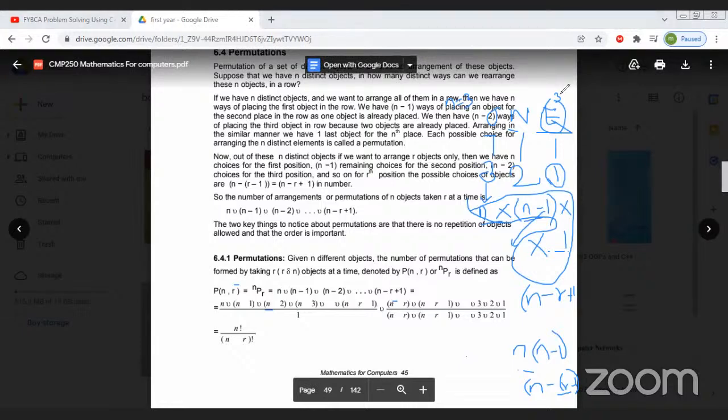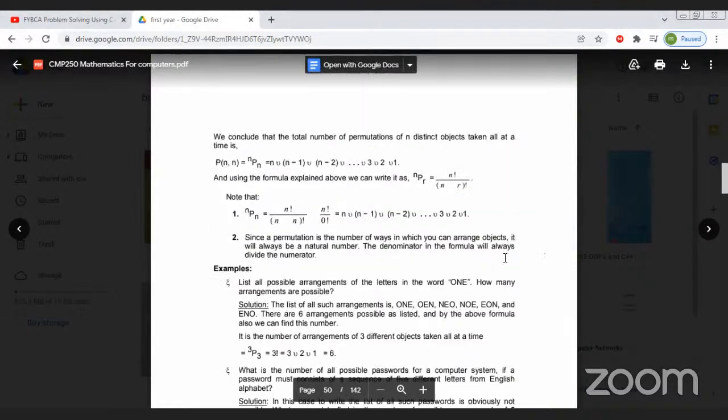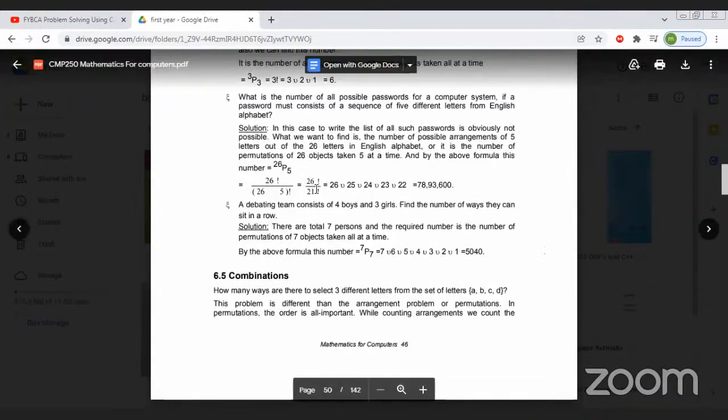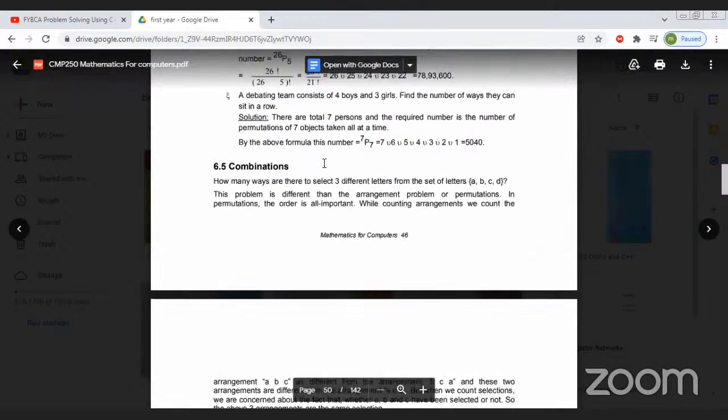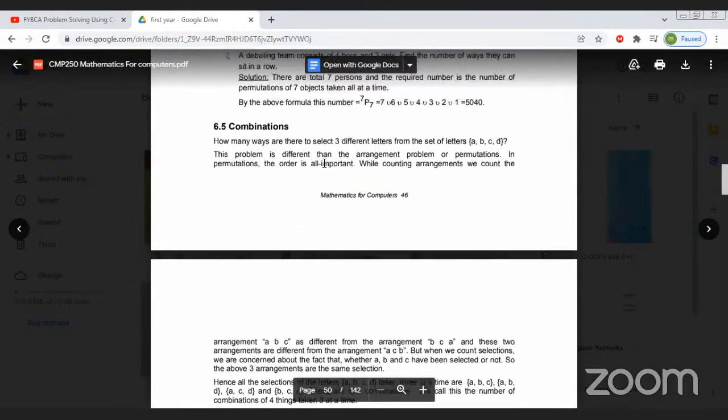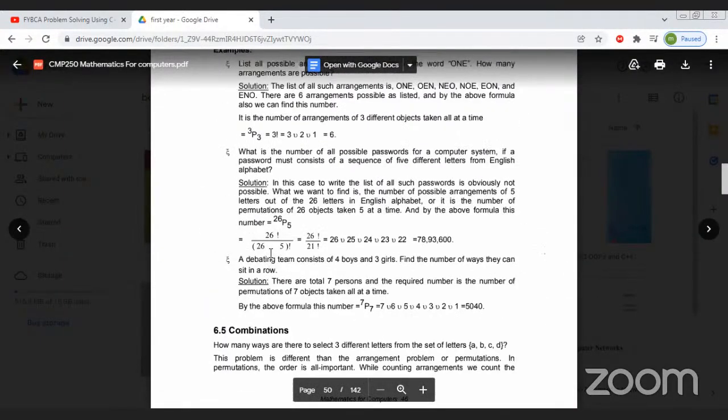Understood? Now let's take an example of it. 1 is done. Now let's talk about, should we talk about combination now? Only 2-3 examples are there.